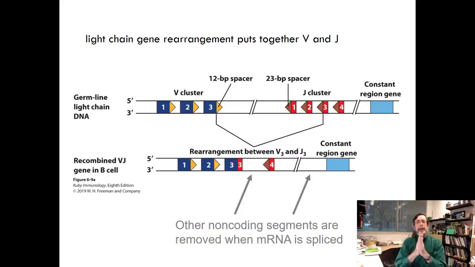It just cares about putting together the right V, or the random V, with the random J. So the other segments that are left behind, actually those are removed at the mRNA level. There is some sequence removed at the mRNA level, but the V and J's are joined together at the DNA level.